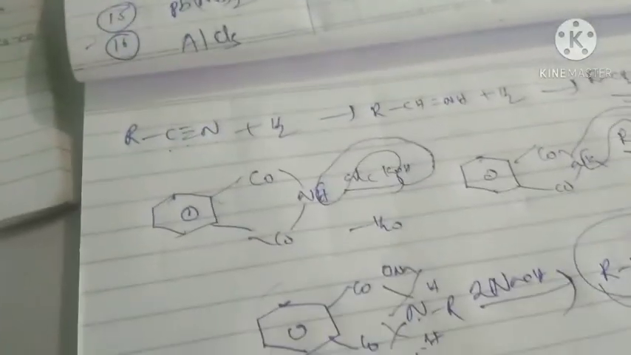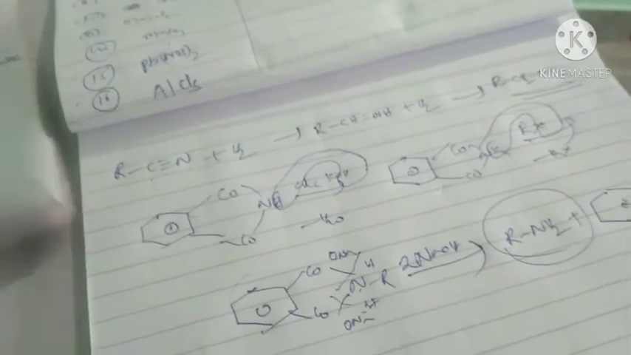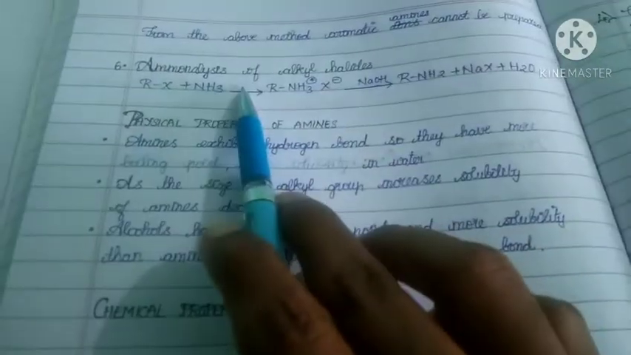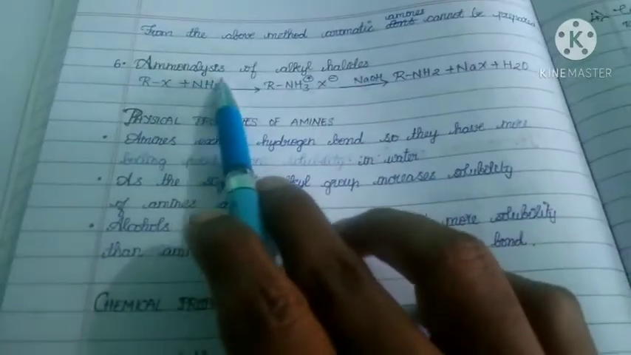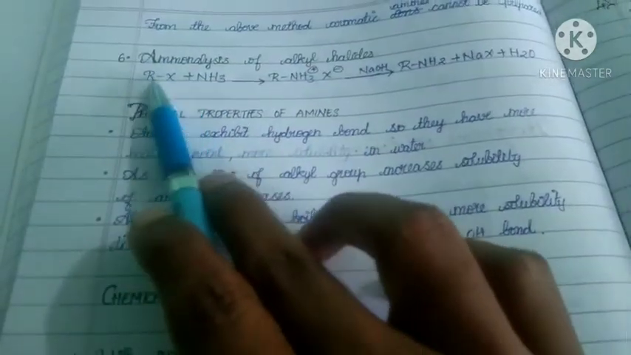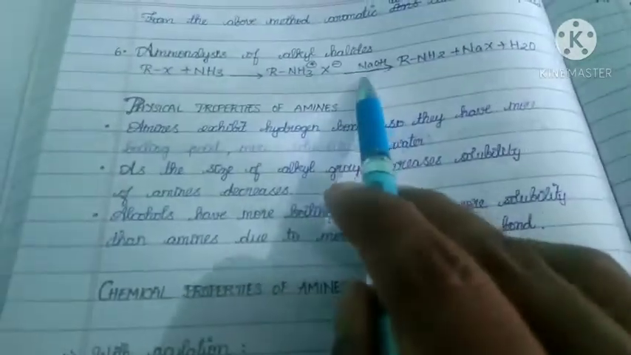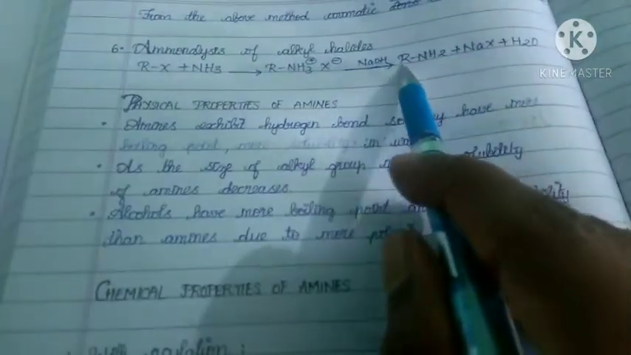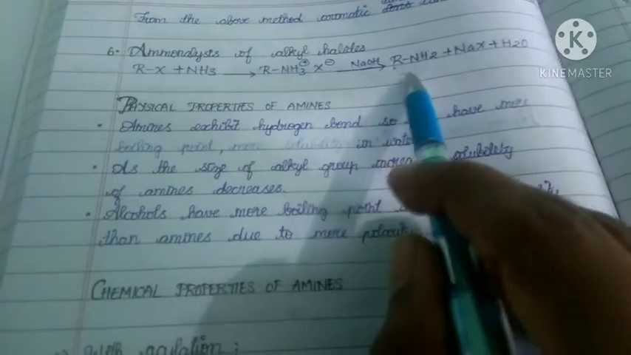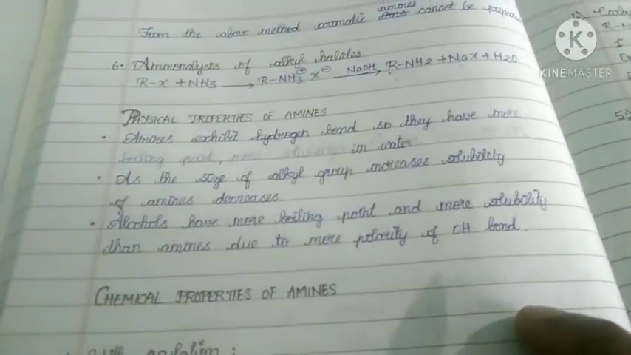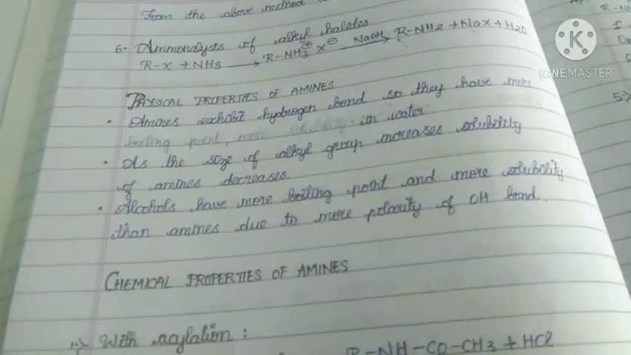This is about preparation of amines. One more preparation method is the ammonolysis of alkyl halide. Ammonolysis of alkyl halide means when ammonia reacts with alkyl halide. See this reaction. When alkyl halide reacts with ammonia, we get an addition compound, that is RNH3+ X-. When this compound is treated with NaOH, then we get alkyl amines RNH2 along with NaX and H2O. Like that we can make amines. That is about the preparation methods of amines.